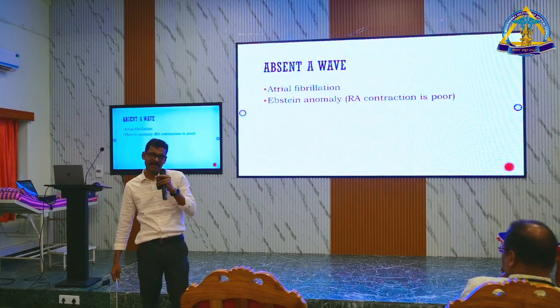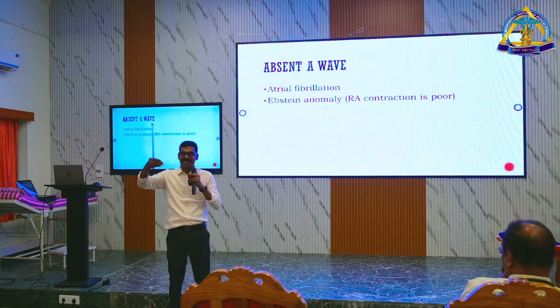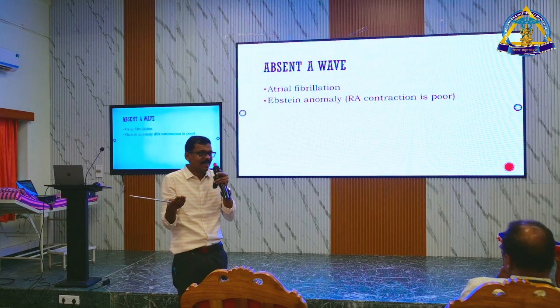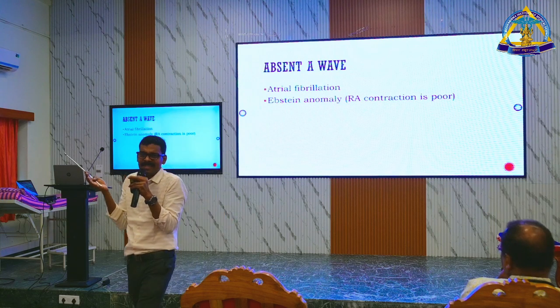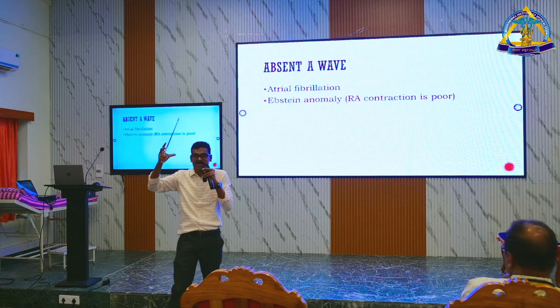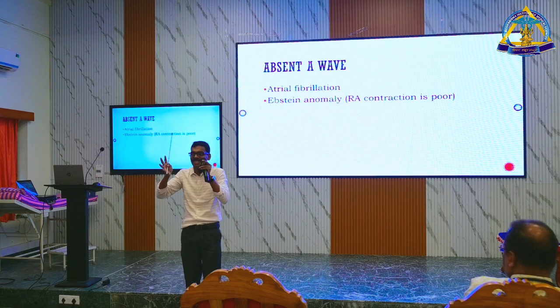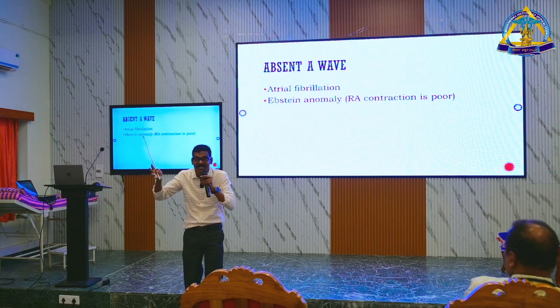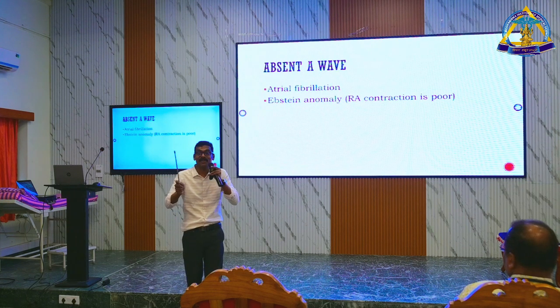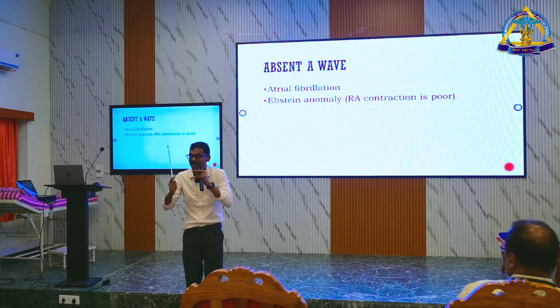Now we saw the giant wave and the cannon wave. So there is a counterpart, the absent A wave. When the atrium is not contracting, when the atrium is very weak, like in atrial fibrillation, which is compared to a bag of worms, there is undulation only. There is hardly any contraction. So there is no A wave. In their JVP you will see only a V wave, a single wave.